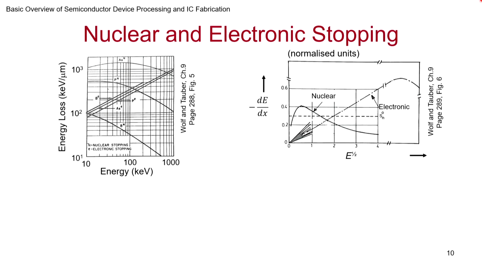So, let us look at these two components, how they are behaving. Here in the left side graph, you can see the energy with which the ion is coming in. It has been accelerated by 10 kilovolts. So, energy will be 10 kilo electron volts, 100 kilo electron volts, 1000 kilo electron volts, 1 mega electron volt, and how much it loses per micron as it goes through that thing.